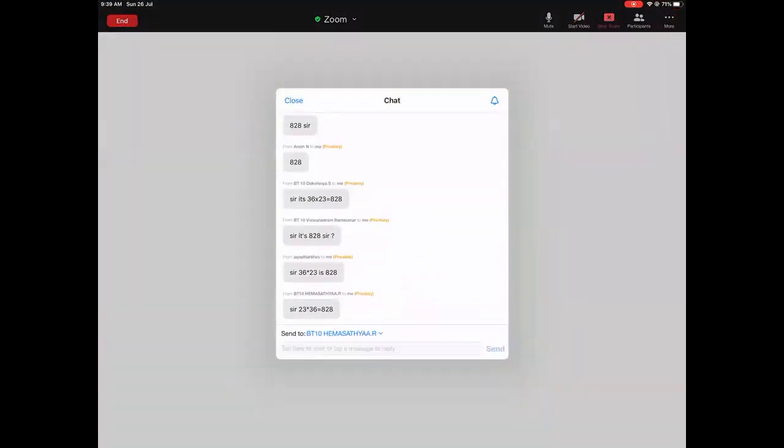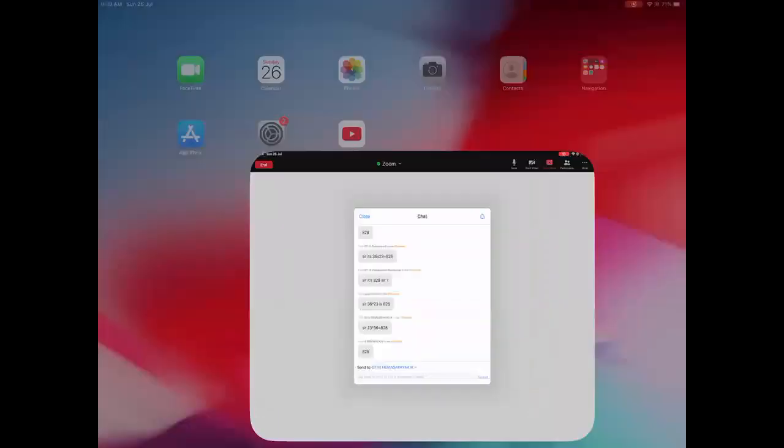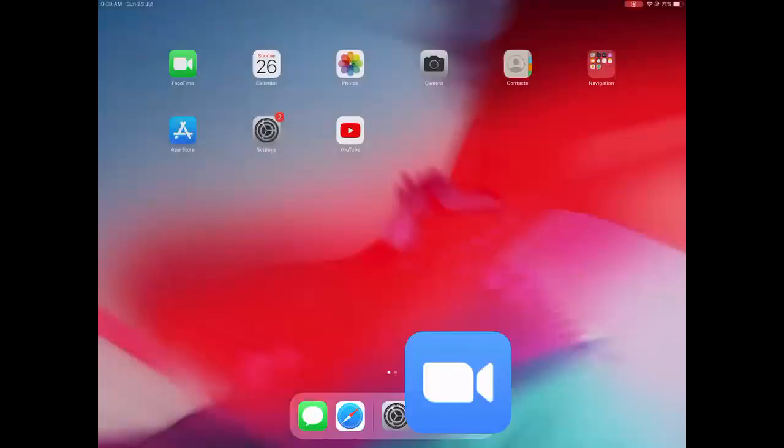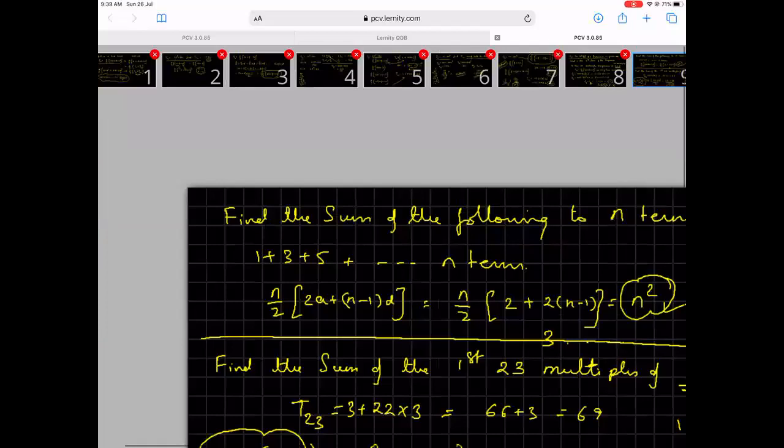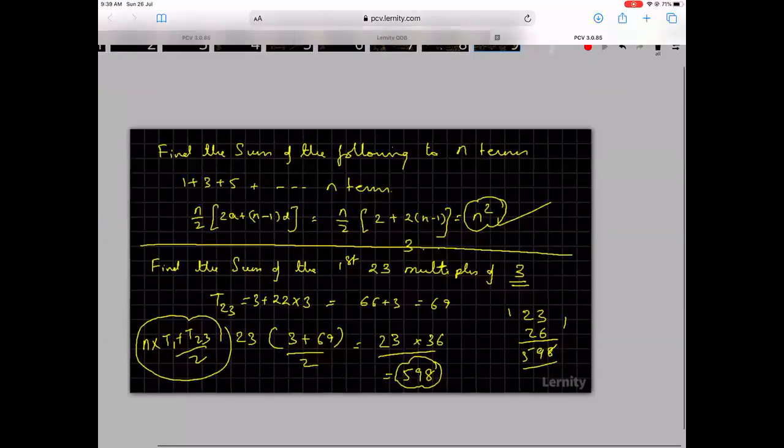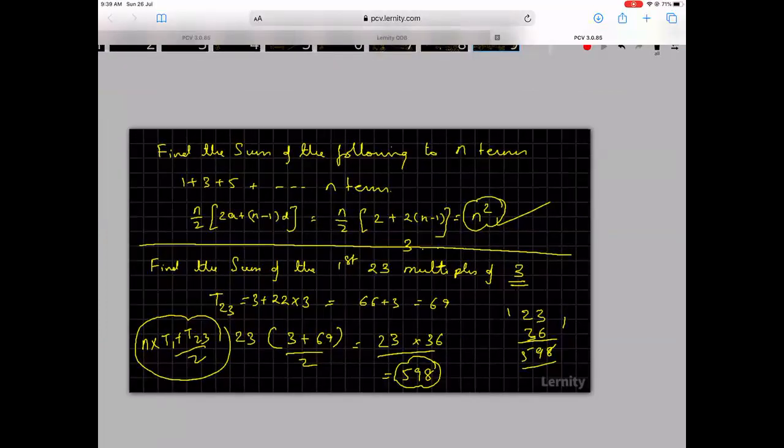Oh, I made some mistake. Let me just check it. Oh, it is 36, not 26. So it will become 23 into 36. 6 into 3 is 18, carry over 1, 12, 13, 9, 6. So it is 828. I made it 26, that's why I got it wrong. Okay, 828 is the correct one.